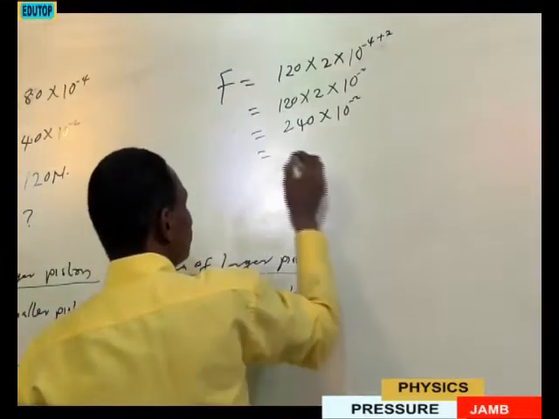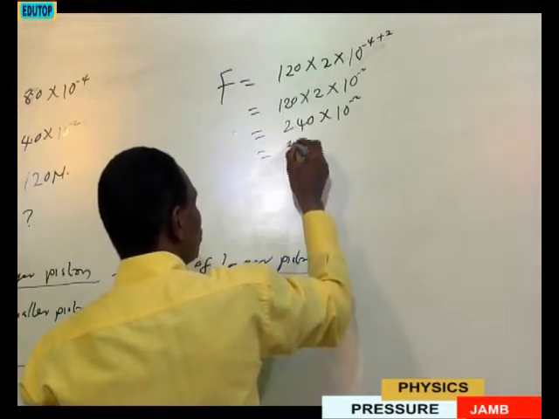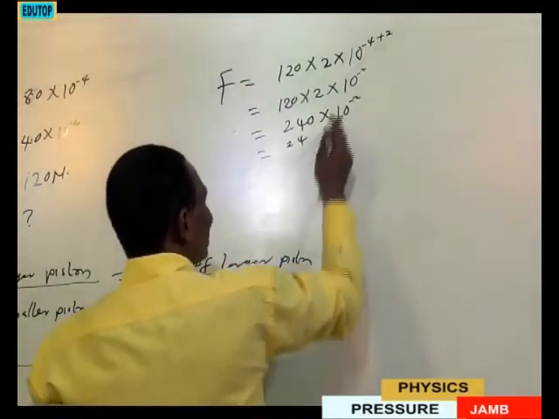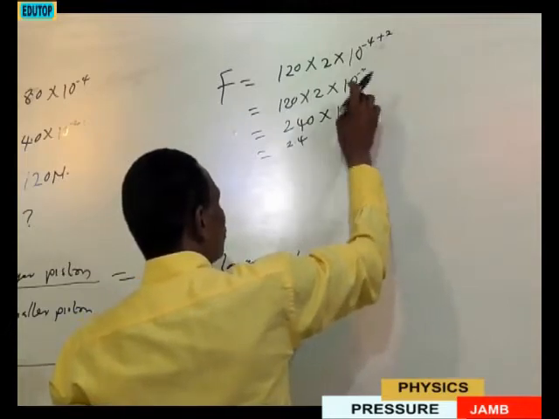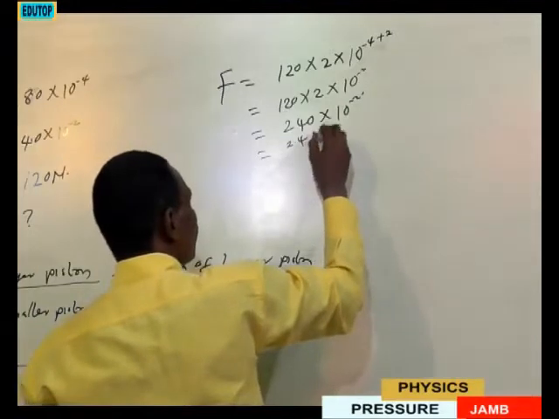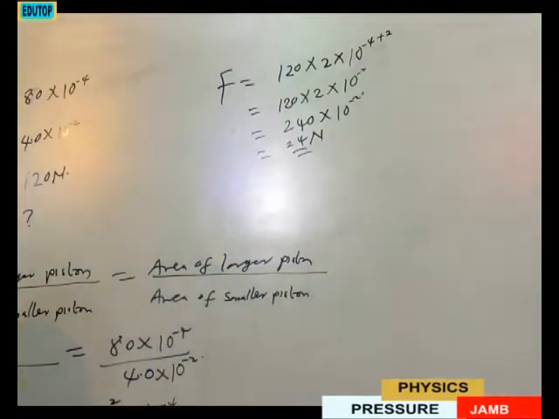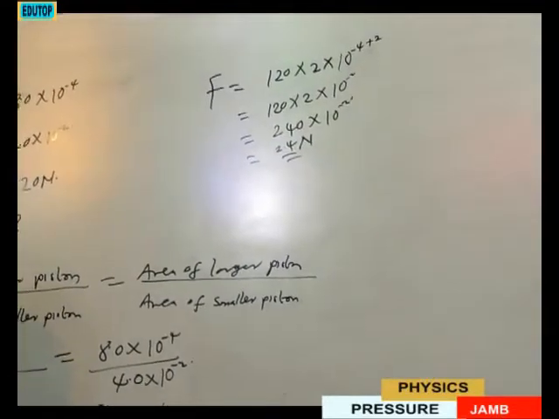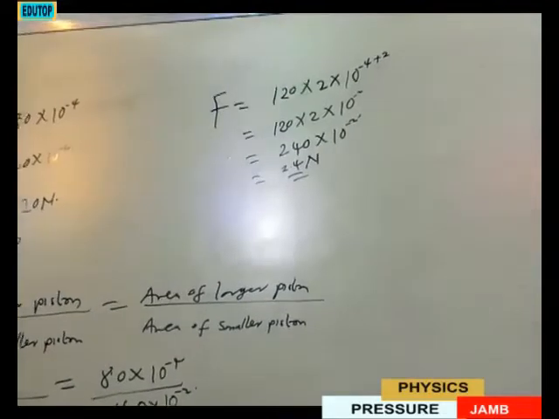If we try to shift it, let's shift 1, 2: 2.4. By the time we shift it, this one will become plus 2. Minus 2 plus 2, 0. Everything is 1 now. And what we are looking at is 2.4 Newton. 2.4 Newton. And that will be the force that we pushed up the load.